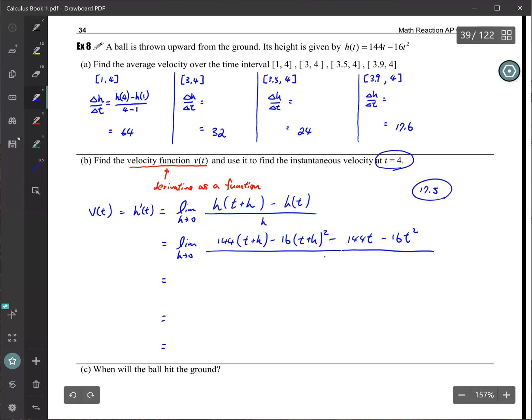Okay, there's a little mistake here because you need to subtract the whole h of t, right? You need to have a bracket. Do you know where we are missing the brackets? Between the start of 144 and the end of 16t squared. Oh, 144t. Okay. Yeah, good. So that's the correct setup.